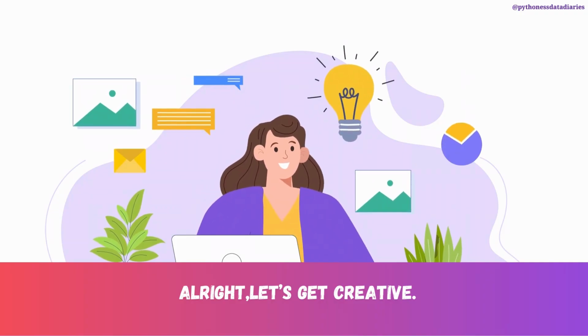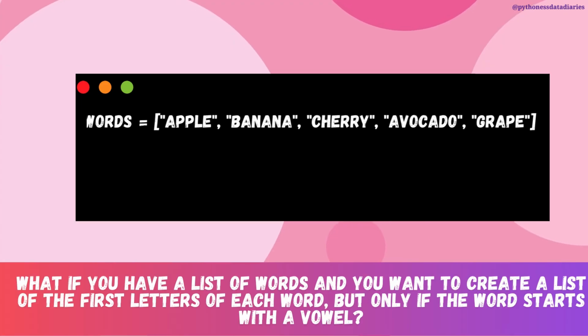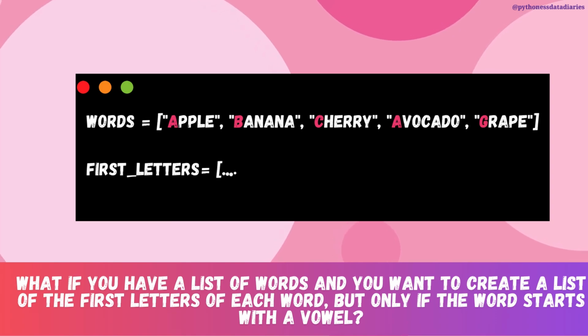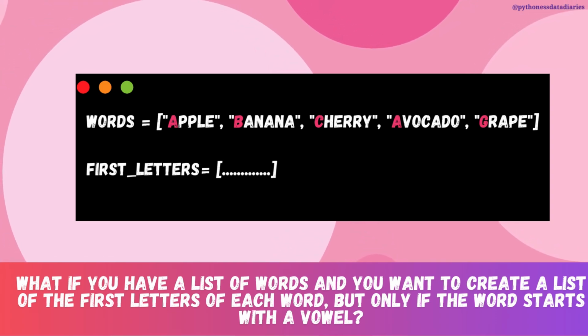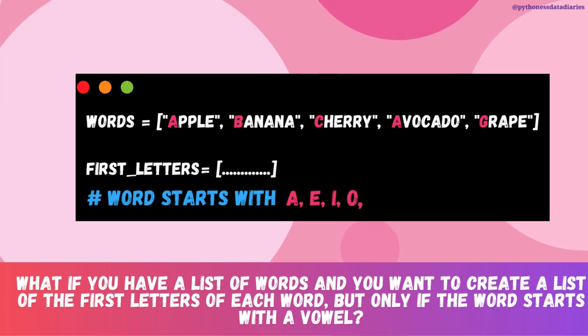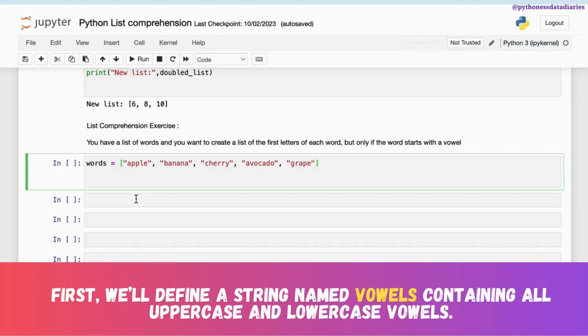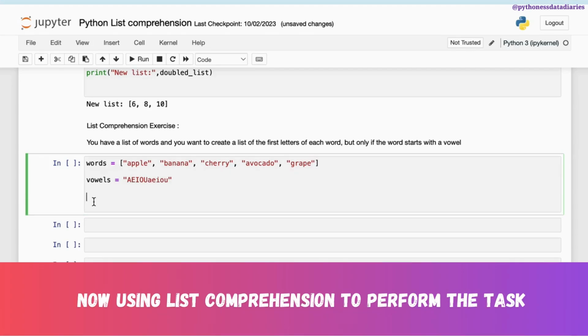Alright, let's get creative. What if you have a list of words and you want to create a list of the first letters of each word, but only if the word starts with a vowel? First, we will define a string named vowels containing all the uppercase and lowercase vowels. Now, using list comprehension to perform the task.